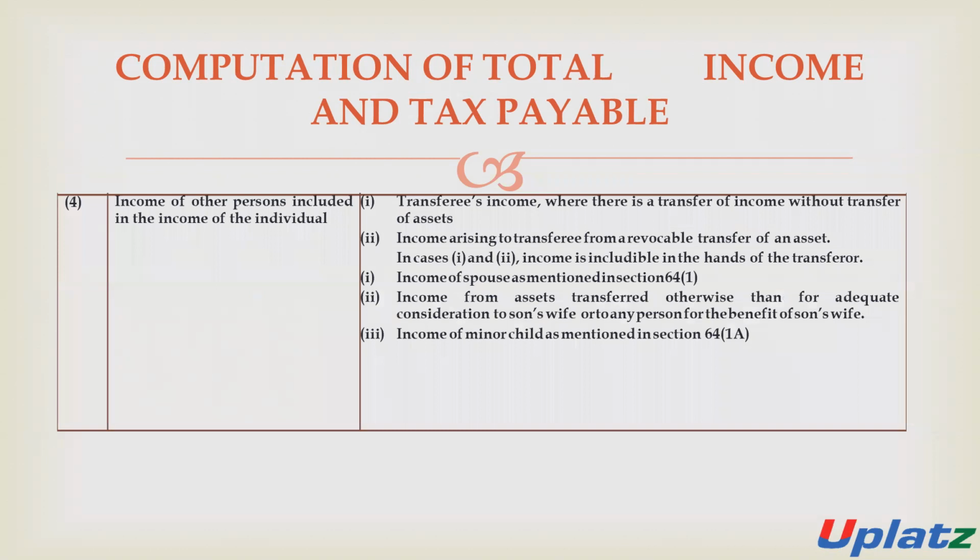Income of other person included in the income of individual means when there is any income of the other person and it is included in the income of the assessee, just like the clubbing provision, where the income of a minor child will be included in the income of parents. Transferring income: where there is a transfer of income without transfer of assets, the assessee transfers the income but the asset is not transferred, then such income will be taxable in the hands of such person.